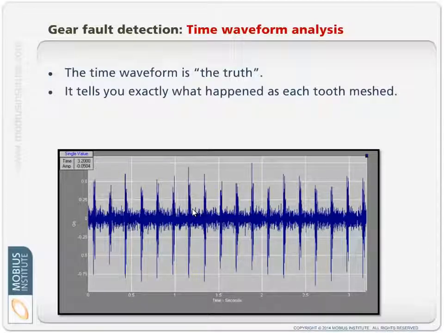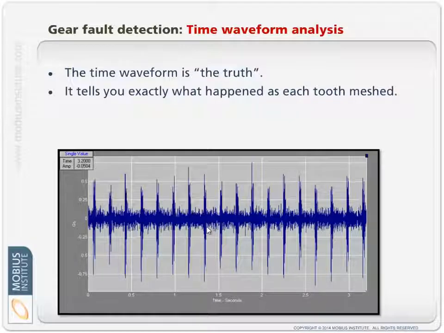The time waveform is the truth in vibration. As long as it's measured correctly, it is really telling you what is happening inside your machine from one moment to the next. So as the teeth mesh together, as the rolling elements roll around, if there's a damaged tooth, if the teeth are worn, if the forces are rising and falling, whatever the situation is, the time waveform is telling you exactly what happened from one moment to the next. And then we do an FFT, and that just looks at all of the vibration and says, hey, I'll give you a summary of what happened.